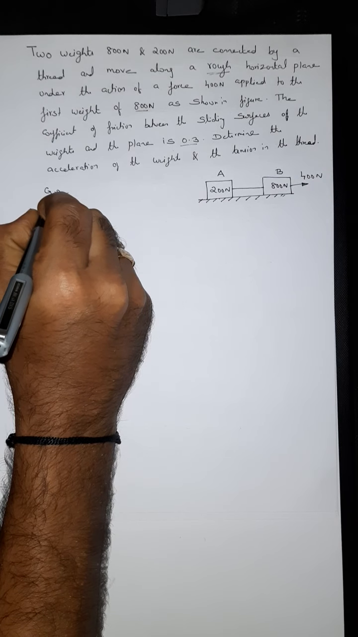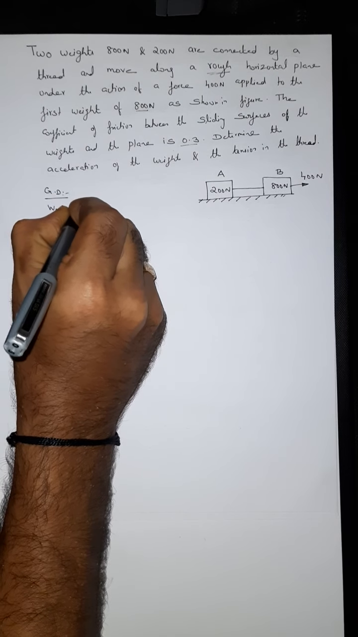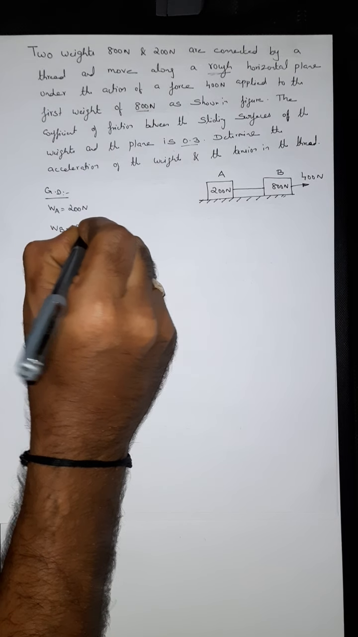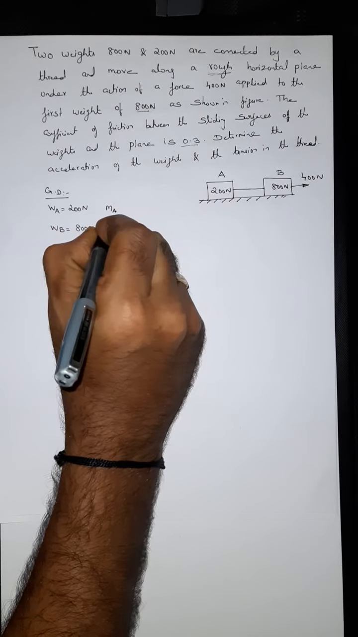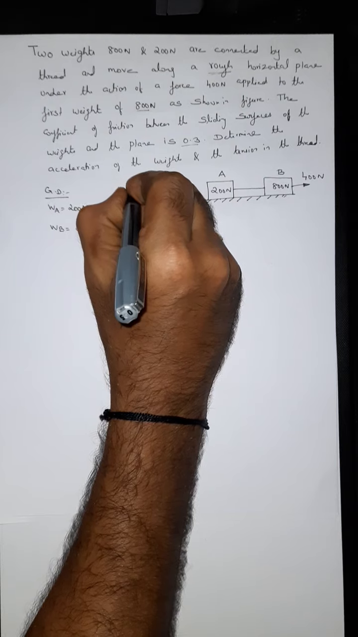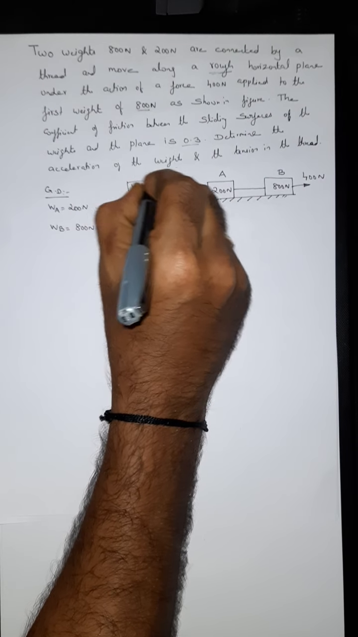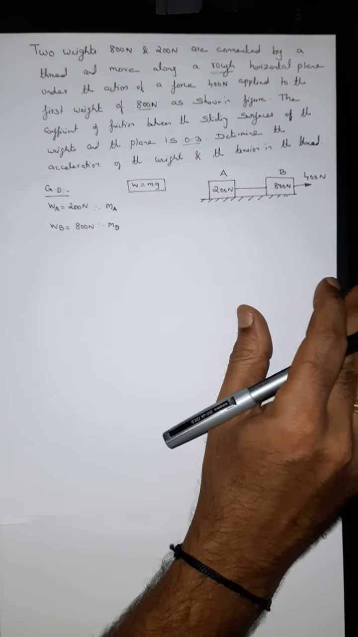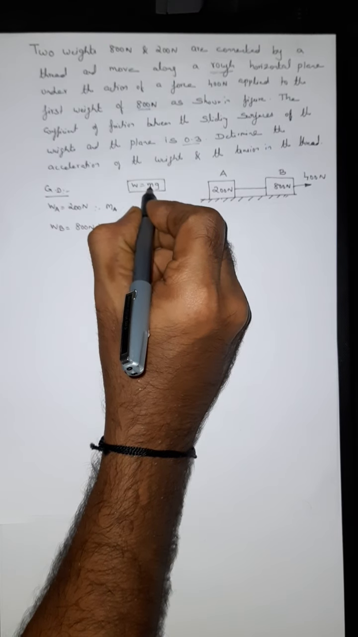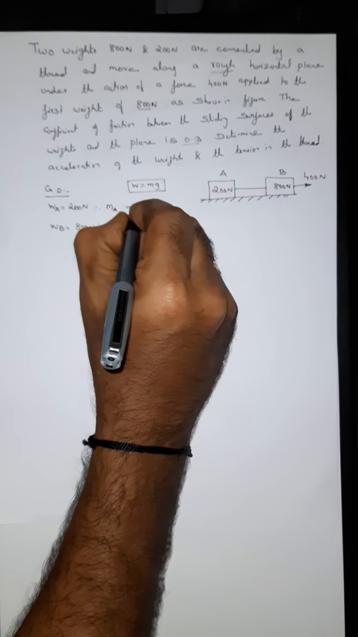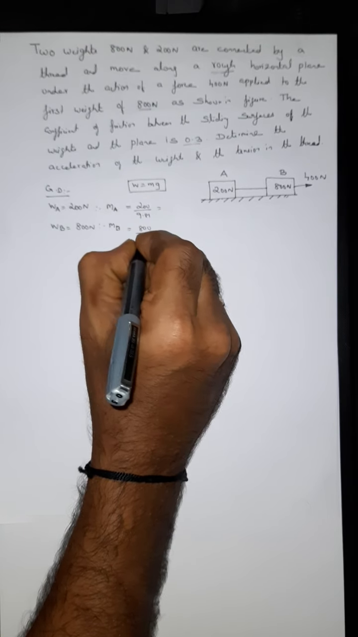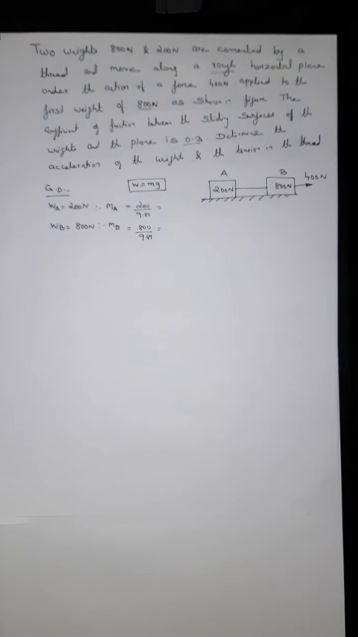So WA equal to 200 Newton. WB equal to 800 Newton. MA and MB. W is equal to mg. This is the formula, right? So now I know the weight and acceleration, so I can find the mass. W by g. So 200 divided by 9.81 here, and as far as block B is concerned, 800 divided by 9.81.